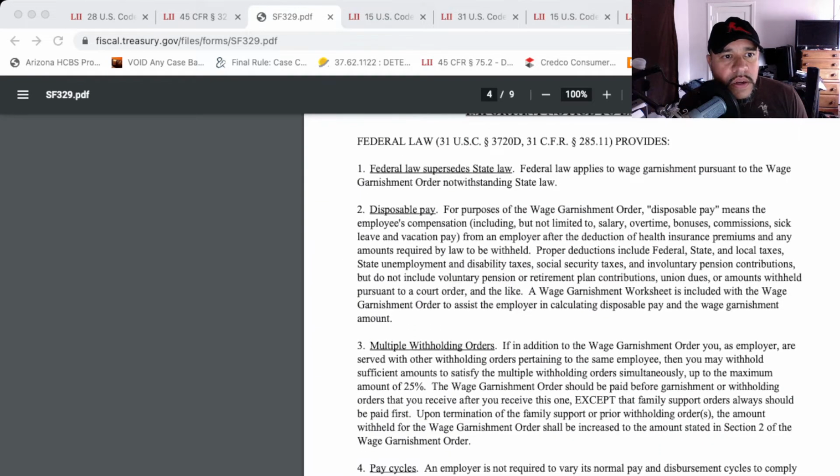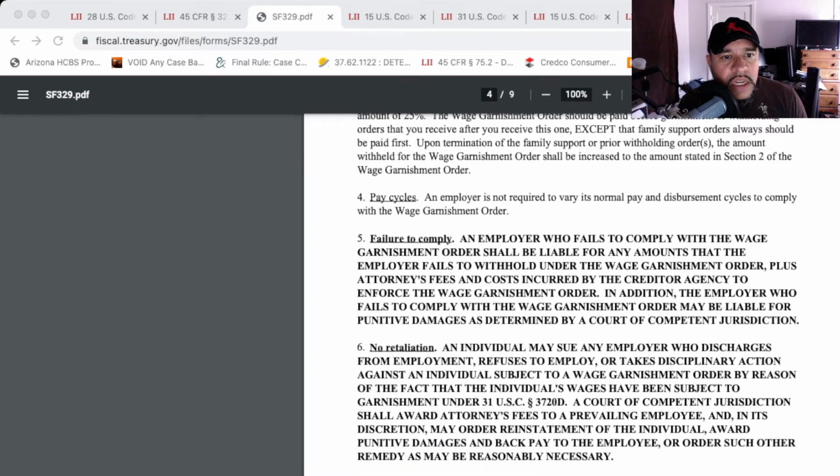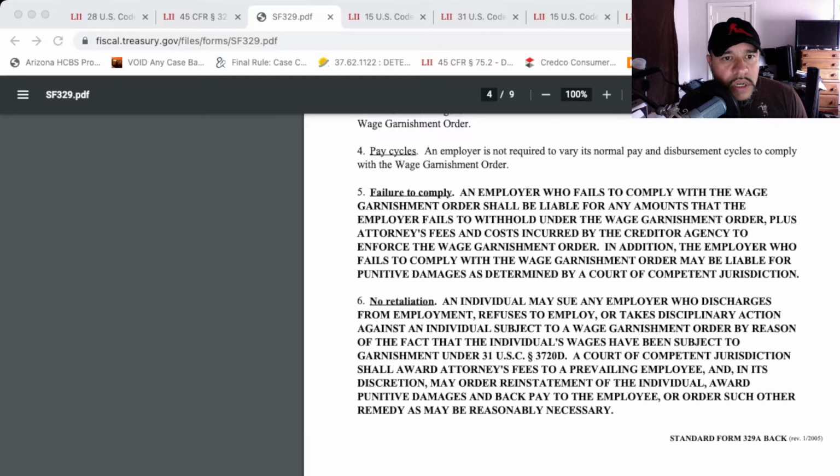And you can see that it actually also adds the part I referenced in the last video, where in number 6, an individual may sue an employer who discharges from employment, refuses to employ, or takes disciplinary action against an individual subject to a wage garnishment order by reason of the fact that the individual's wages have been subject to garnishment. A court of competent jurisdiction shall award attorney's fees to the prevailing employee.